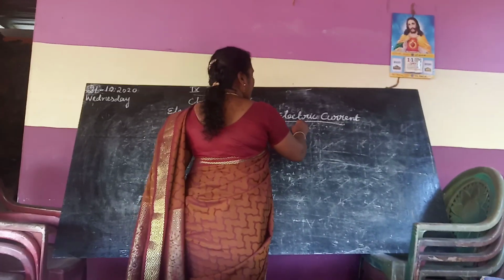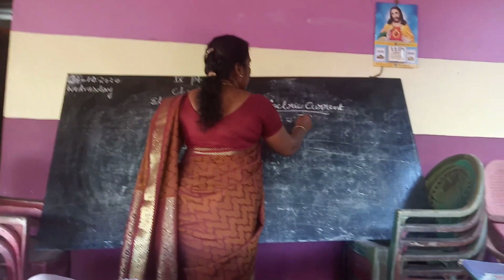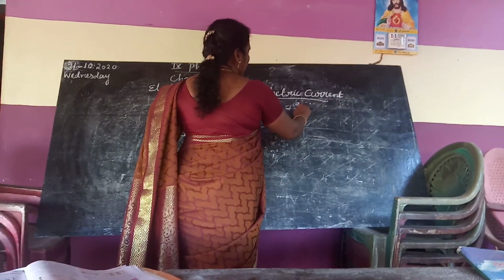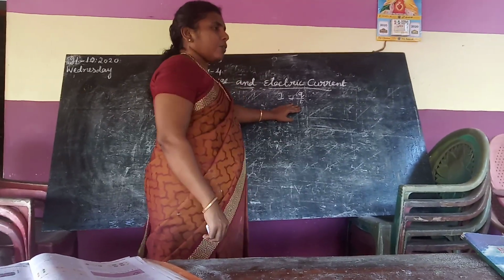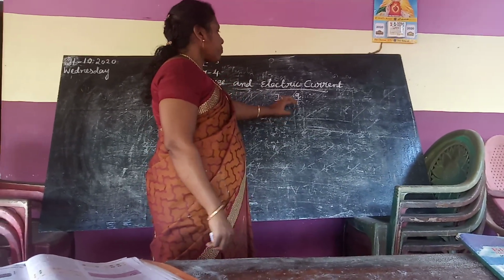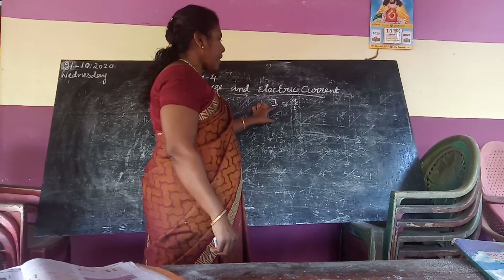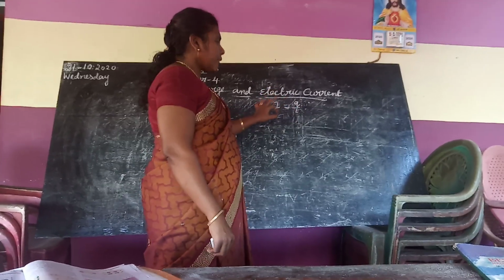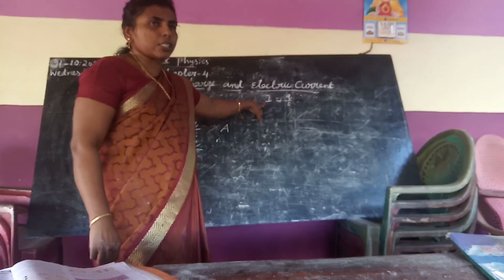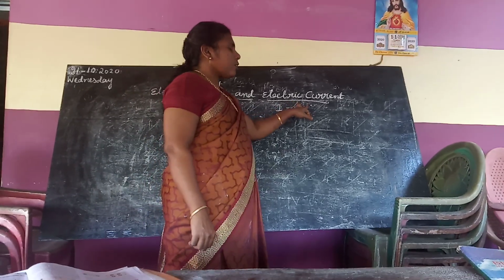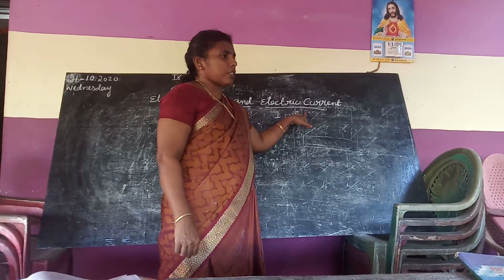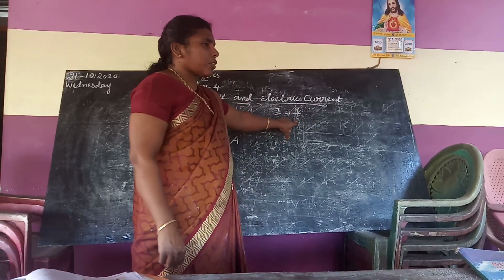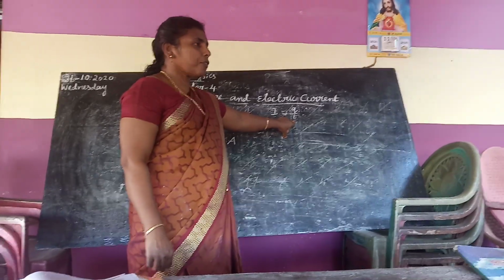The electric current formula you have also learned. Electric current, denoted by the letter I, equals Q by T. Q means electric charge, I electric current, T time. What is the unit of electric current? Ampere. What is the unit of electric charge? Coulomb. What is the unit of time? Second.